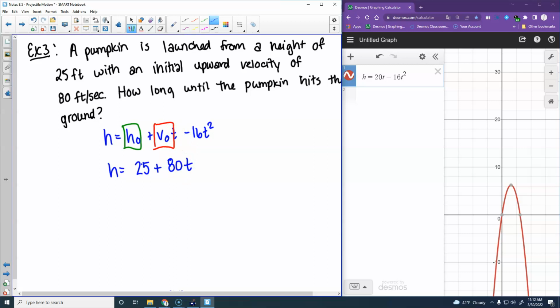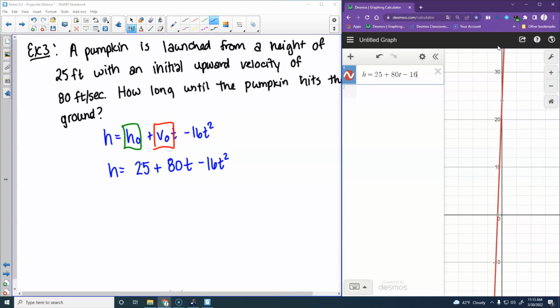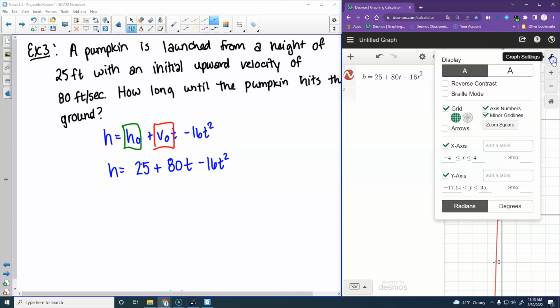The biggest thing students do wrong is they forget to put the t beside the 80. And then we'll have minus 16t squared. That's your acceleration due to gravity. It's always the same. So 25 plus 80t minus 16t squared. Oh, I can't see anything. What's happened here? Too big. I'm going to go over here to my wrench.